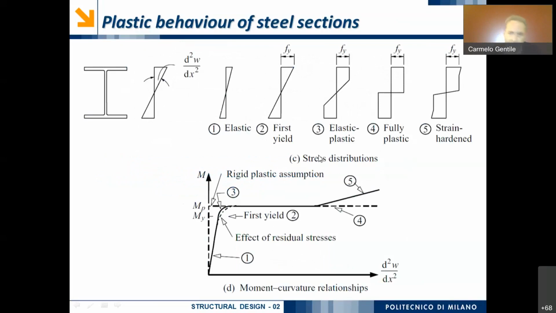So here you can see a summary of what happens to the stress strain behavior and which is the consequence at the level of the moment curvature diagram. The moment curvature diagram is very similar to an elastic, ideally plastic behavior, but we have a rounded area in this region due to the fact that we are passing from this to this through the plasticization of the central fibers of the cross-section.